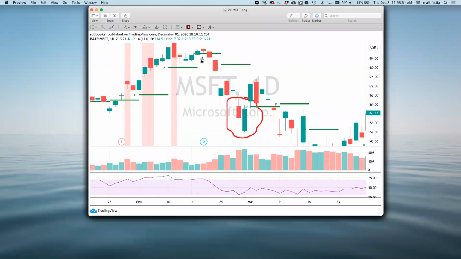Somehow I seem to have gone, I think, to number 20 on the list. This is Microsoft. I thought these things were all laid out, but this is number 20. This is Microsoft.